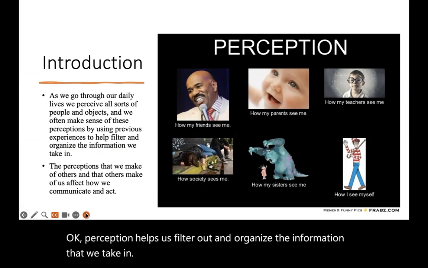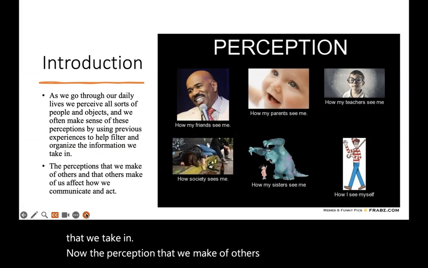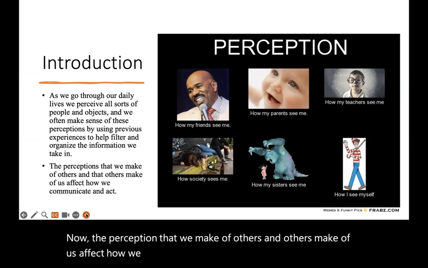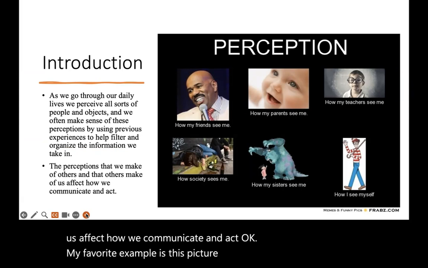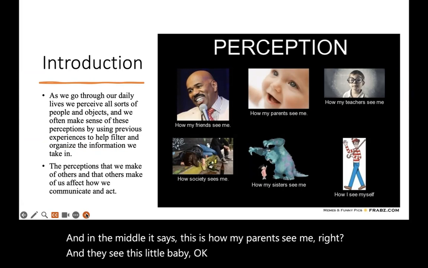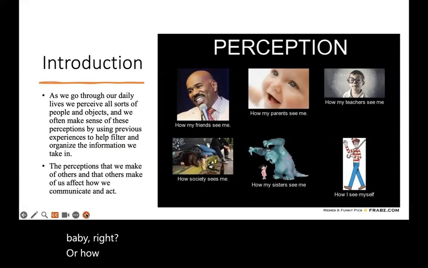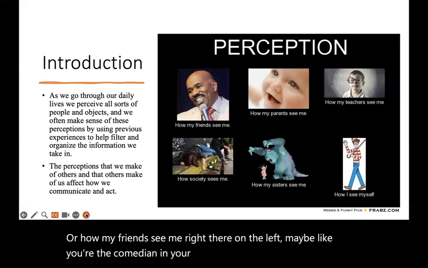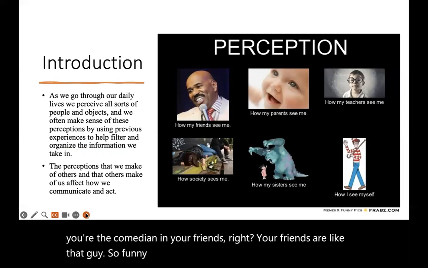Now, the perception that we make of others and others make of us affect how we communicate and act. Okay. My favorite example is this picture right here. It says perception. And in the middle, it says, this is how my parents see me, right? And they see this little baby. Your parents see like the little baby, right? Or how my friends see me right there on the left. Maybe you're the comedian in your friends, right? Your friends are like, oh, that guy's so funny, right?